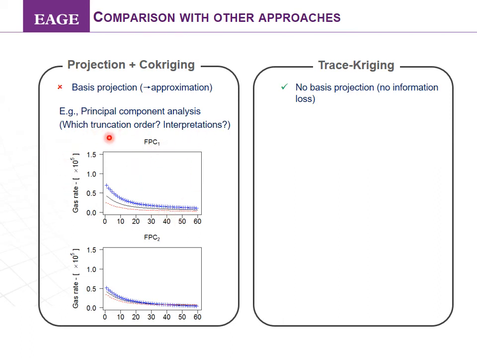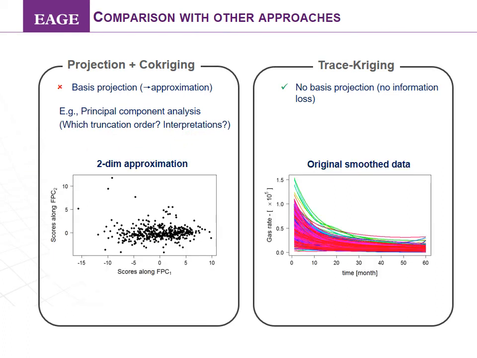Of course, the question is then when to truncate, how to interpret these scores. It becomes much more difficult. So here is an example of the scores that we get from functional principal component analysis. I refer again to the session 1 presentation on how we can calculate functional principal components.